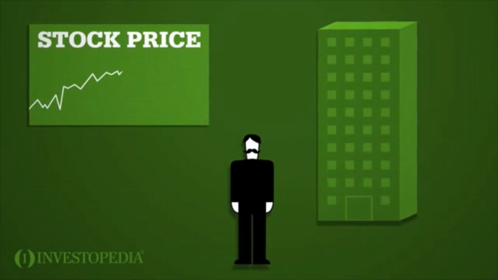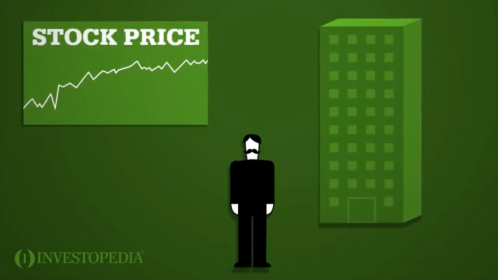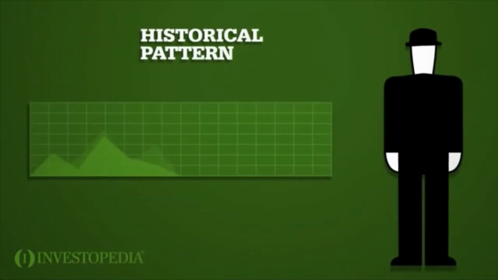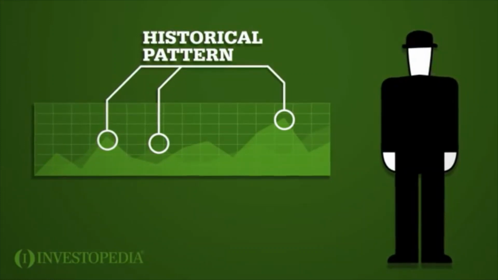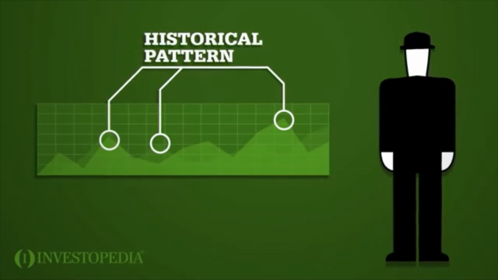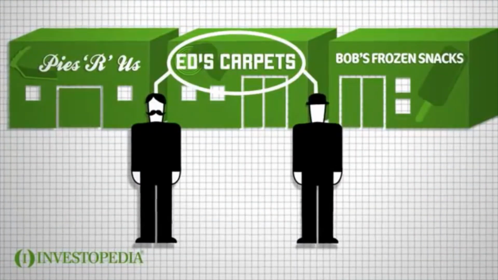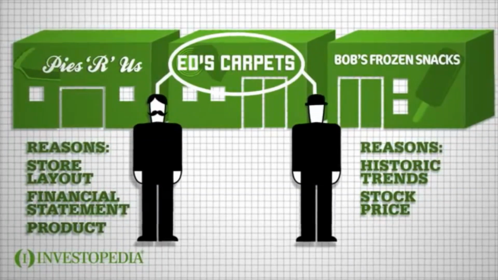Tom will base his decision on the company itself and his belief that it is, or soon will be, worth more than its stock price suggests. Joe will buy a stock because historical trends suggest the price is likely to go up, not because of anything he sees in the company itself. In the end, Tom and Joe may choose to invest in the same store, but their reasons for investing will be very different.